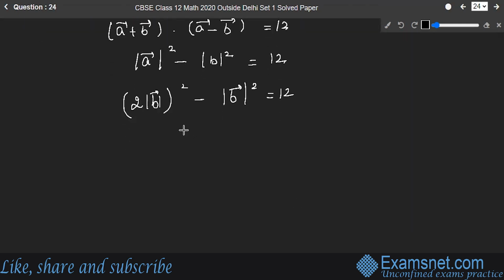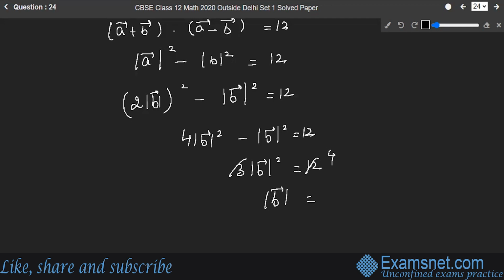This gives you 4 magnitude of b vector square minus magnitude of b vector square is equal to 12. This gives you 3 magnitude of b vector squared is equal to 12. Or from here, this will cancel at 4, and you will have the magnitude of b vector as equal to 2, right? Hope you got this, right?